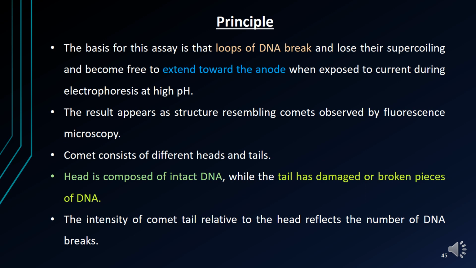So the intensity of the comet tail relative to the head reflects the number of DNA breaks. Meaning if the tail portion is showing more damaged, broken pieces of DNA, that means there is formation of a comet, and the length of the comet indicates that the chemical is showing genotoxic property.